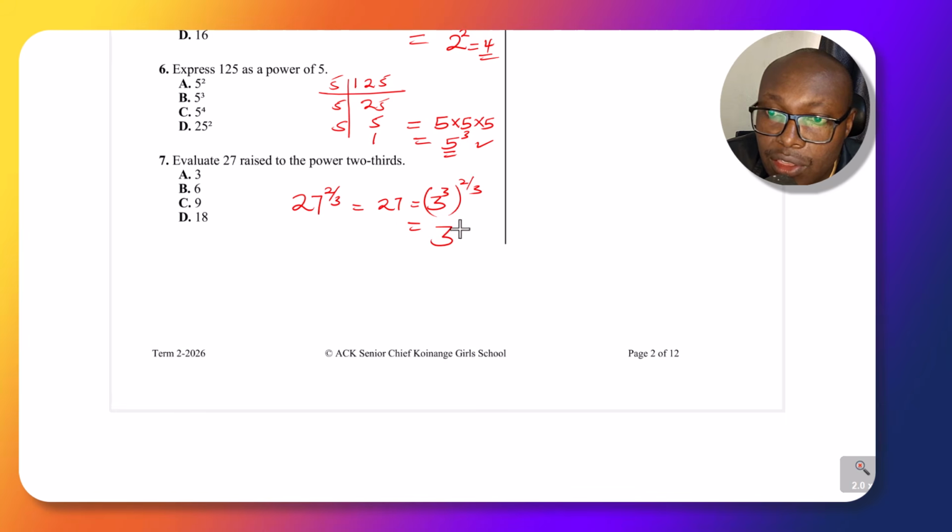So this gives (3^3)^(2/3). Opening this bracket, you just get the product of the powers, 3 multiplied by 2/3, and this gives 3 over 1 times 2 over 3, which is 3 to the power 2. 3 squared is 9. So the solution there is C.